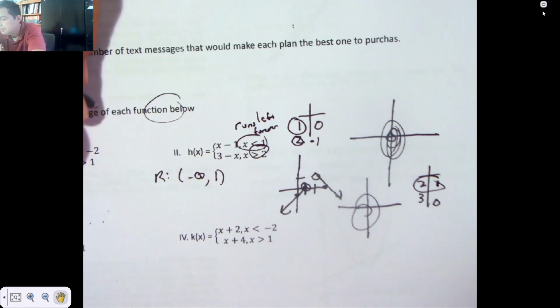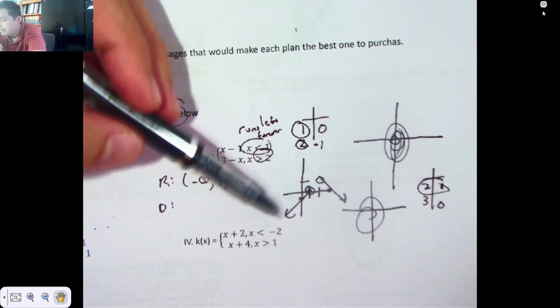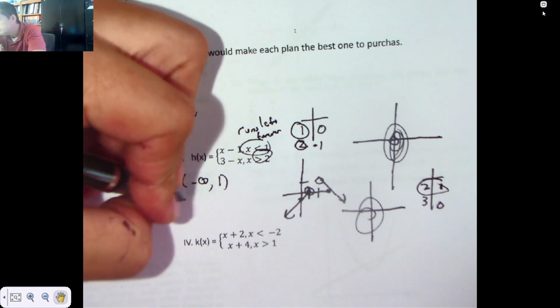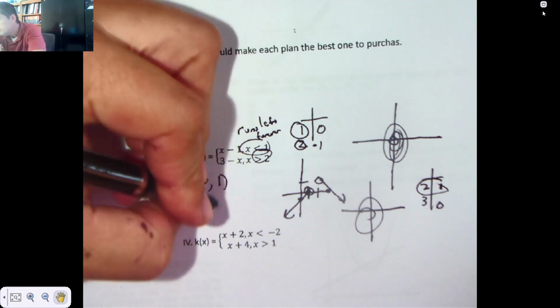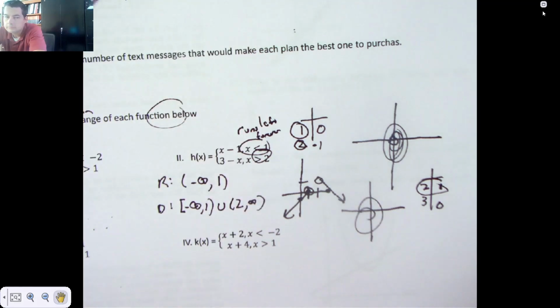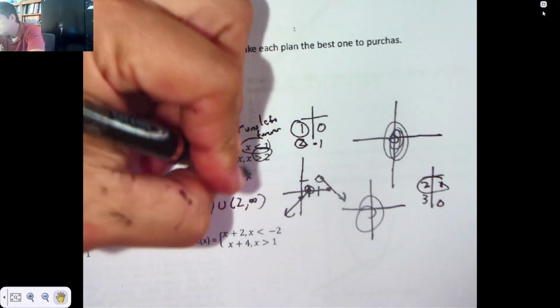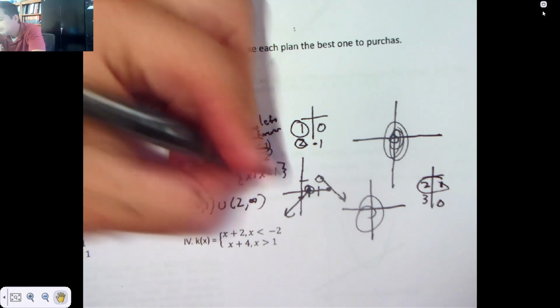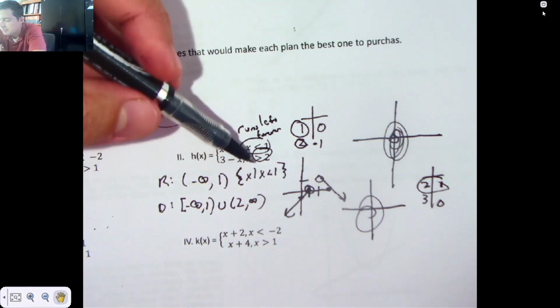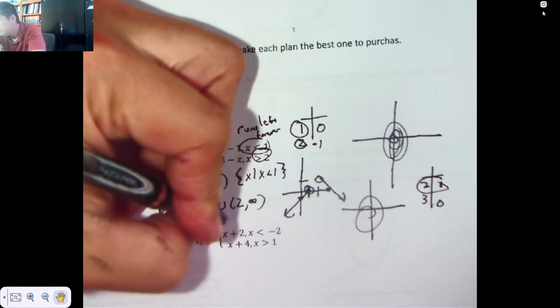I'm going to put in domain and range, so I'm going to change this now. The domain on this one would run from negative infinity all the way up to 1. And then it would run from 2 to infinity. So I'm going to throw that in. If you like your set builder notation, all values of x such that x is less than 1. Your domain on this one, though, is going to have to be 2 parts. It is all values of x such that x is less than 1 or x is greater than 2.